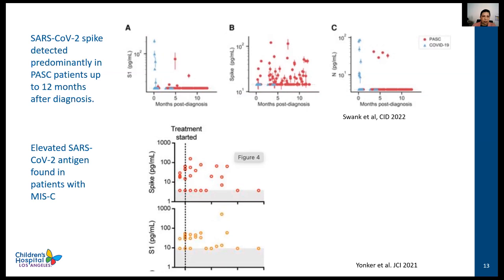Interestingly, a study on MIS-C also found that in children with MIS-C, elevated SARS-CoV-2 antigen, the spike antigen, is found during the acute phase when patients have MIS-C. And even after starting treatment for MIS-C, as seen in these graphs here, this can persist for quite some time as well. So it is interesting that the SARS-CoV-2 spike continues to be detected in high numbers several months after diagnosis of SARS-CoV-2. And whether this could be a potential biomarker remains to be seen.